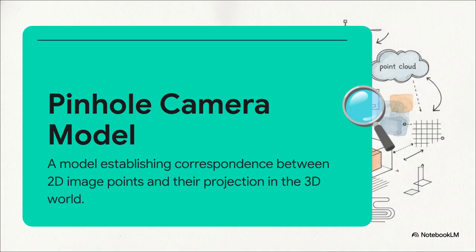Well, engineers use this really elegant idea called the pinhole camera model. Just think of it like this. It's basically a math formula that traces how light from a 3D object travels through a single tiny point, like a lens, and hits that flat sensor. It's our first step in translating those 2D pixels back into 3D coordinates.